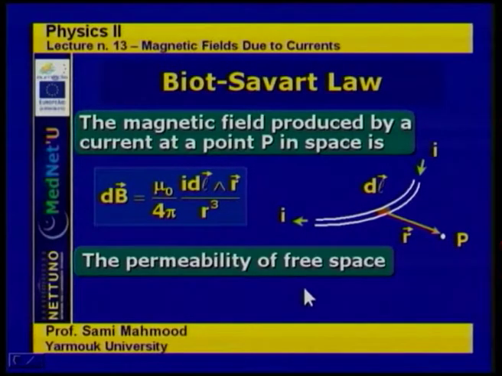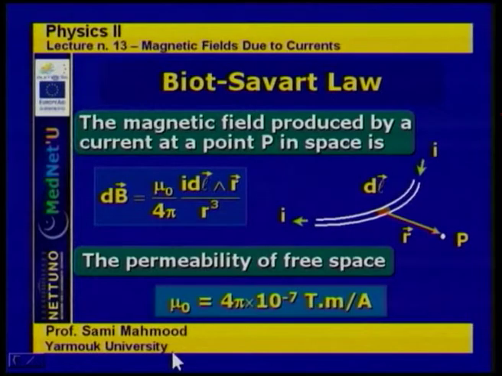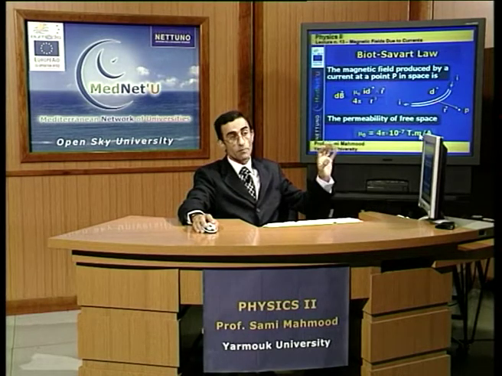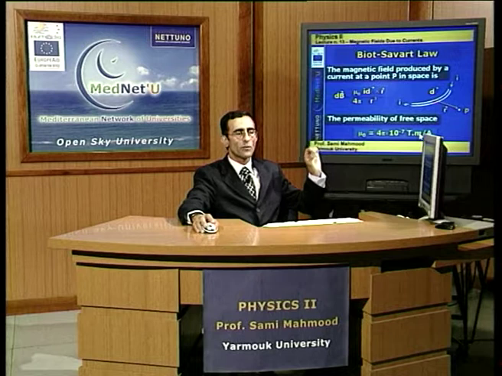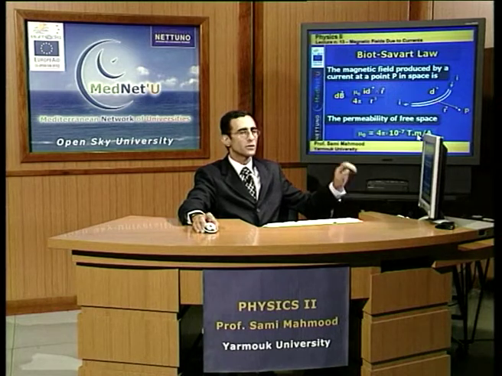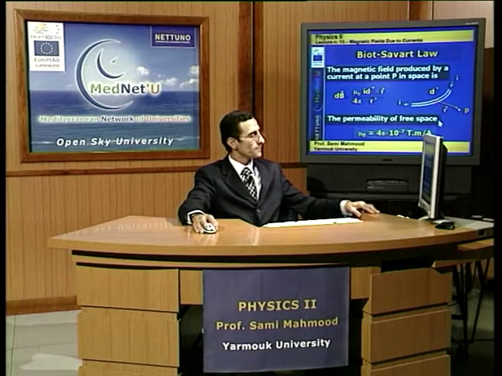And mu naught is the permeability of free space, and it is given by mu naught equal to 4 pi times 10 to the minus 7, and the units are Tesla meter per ampere. This is the permeability of free space. Of course, we are measuring or creating magnetic fields in empty space where the permeability is mu naught. We are not considering magnetic materials.